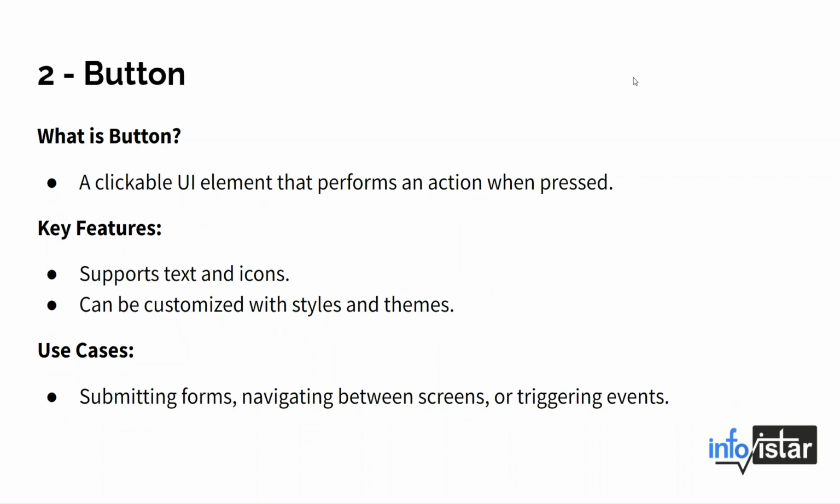Next, button. Button is a clickable UI element that performs some action when it is pressed. Key features of button: it supports text and icons, and it can be customized with styles and themes. Its use cases are submitting a form, navigation between screens, or triggering an event. For example, you want to send data, so you will click on a button, and the data will be sent to the server.